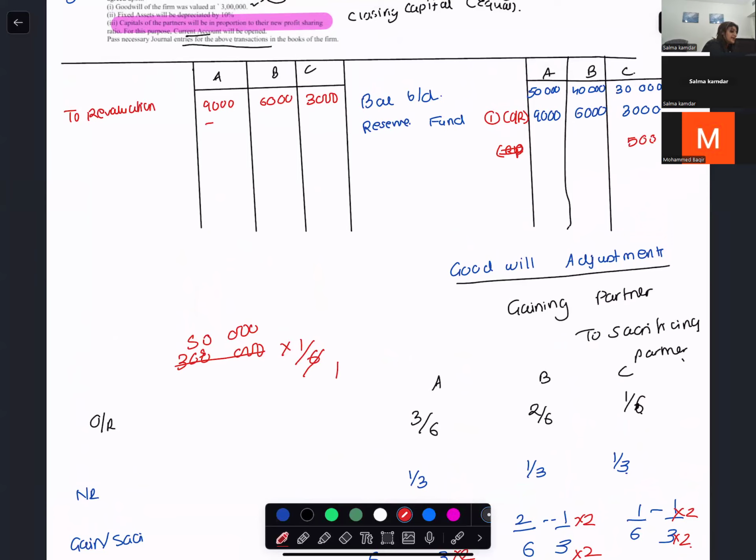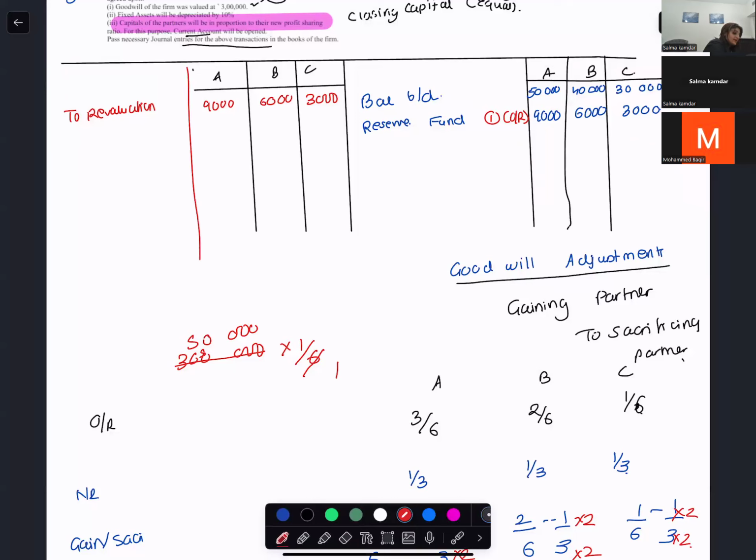C's capital account is debited by 50,000, and A's capital account is credited by 50,000.